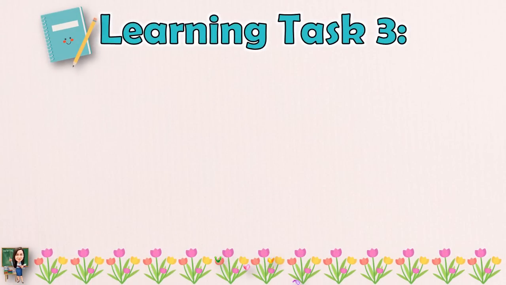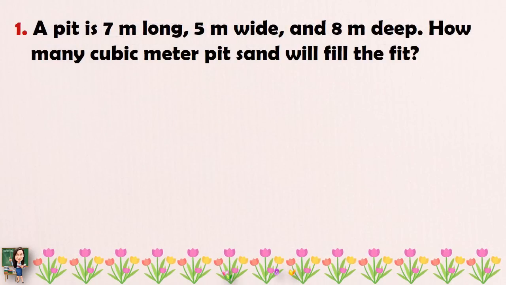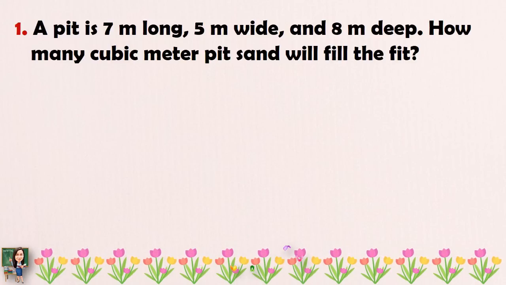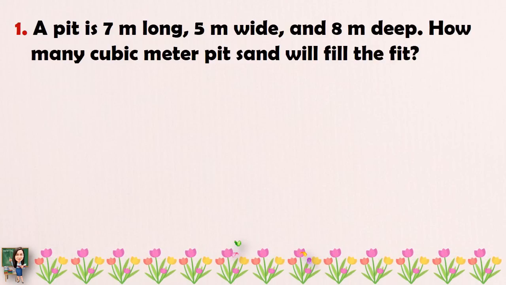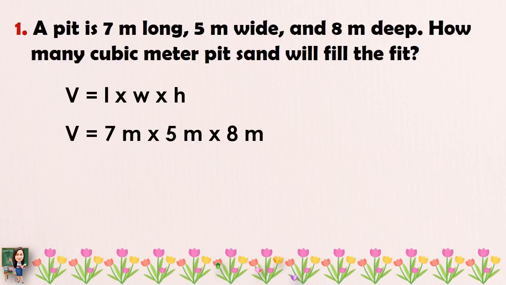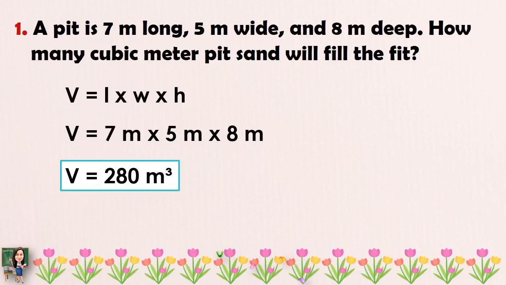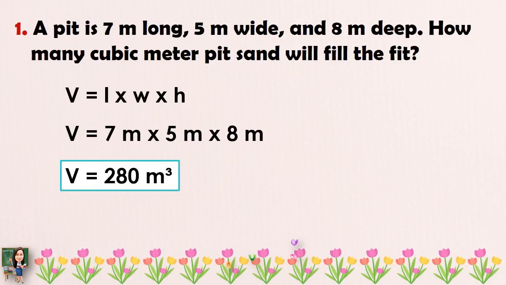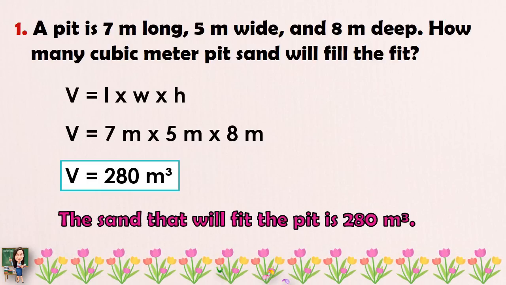For learning task 3, solve the following problems. Number 1. A pit is 7 meters long, 5 meters wide, and 8 meters deep. How many cubic meters of pit sand will fill the pit? Let's use the formula, volume equals length times width times height, where the length is 7 meters, the width is 5 meters, and the height is 8 meters. 7 times 5 times 8 equals 280 cubic meters. The sand that will fill the pit is 280 cubic meters.